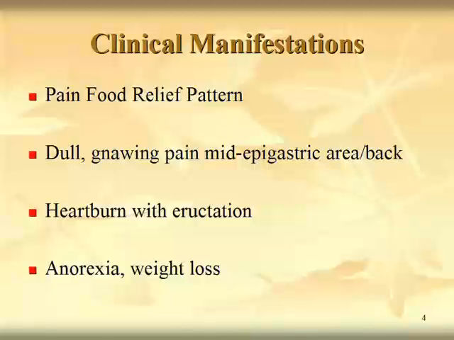So clinical manifestations are the patient complains of dull, gnawing kind of pain in the mid-epigastric to upper back area. They may complain of severe heartburn. Anorexia and weight loss are a couple other symptoms that are common. And they have this pain-food relief pattern where a lot of times the patient has pain, eats, the pain gets a little bit better, but then 2 to 3 hours later the pain's back again. It may wake the patient up at night and issues like that.